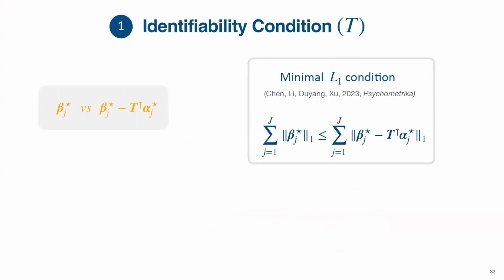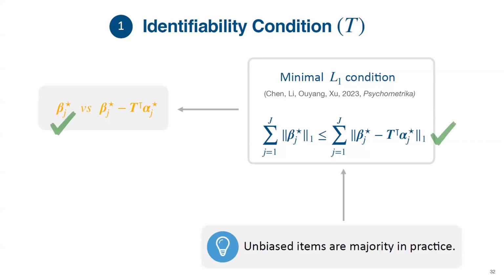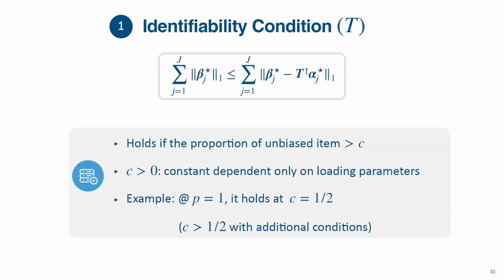The condition we propose is based on earlier work, where we essentially use an L1 kind of condition. We assume the L1 norm of the true beta, among all the transformation family that we just introduced, this non-identifiable equivalent family, is the minimum. Now this is satisfied if the majority of the questions are unbiased. To explain a little bit more.